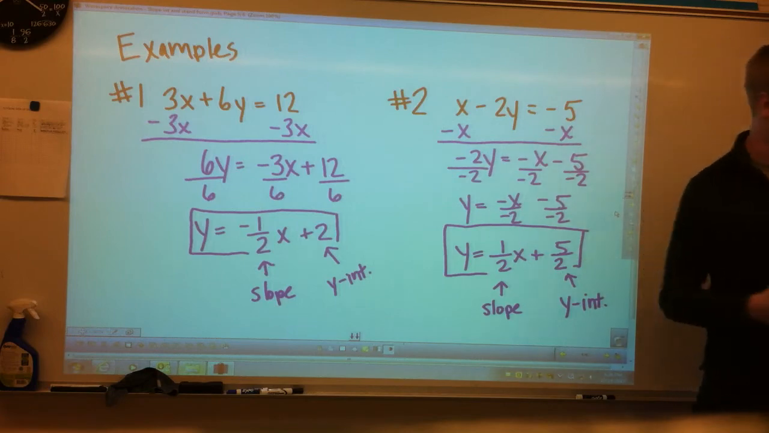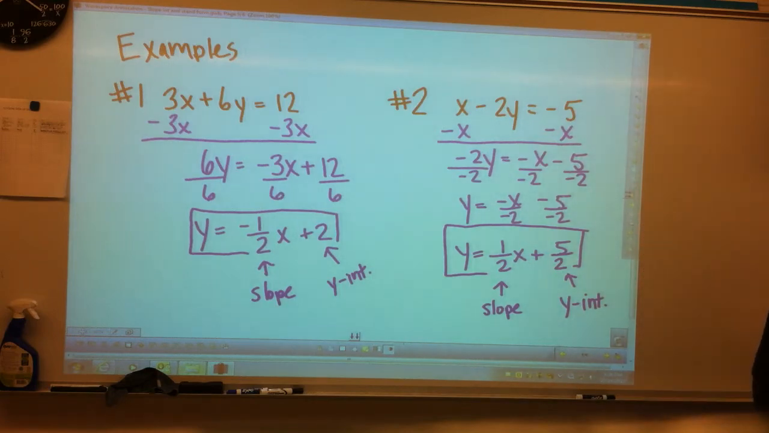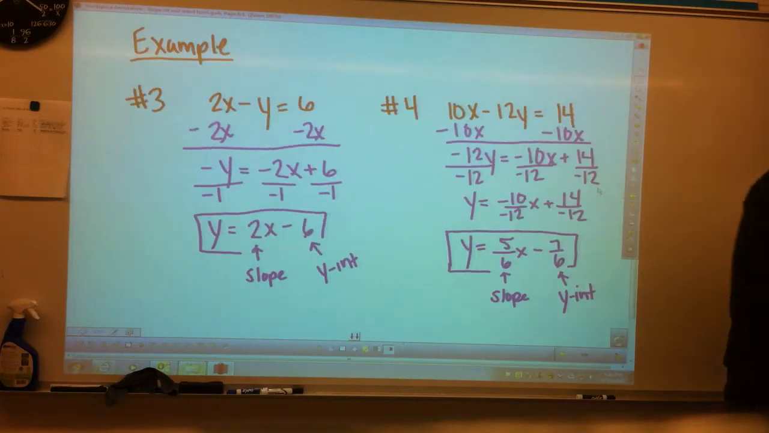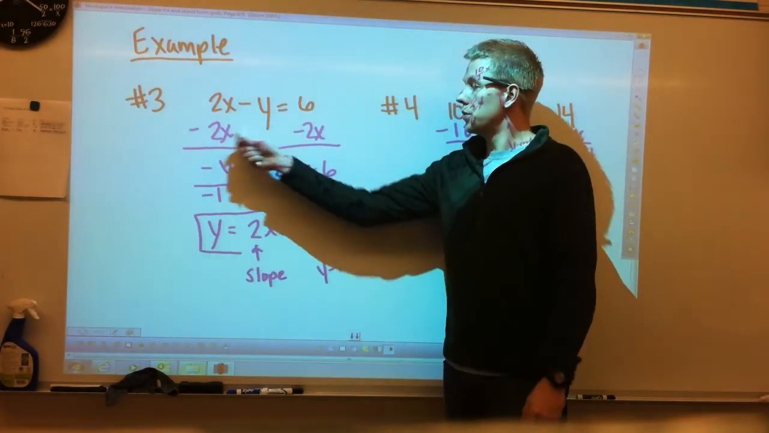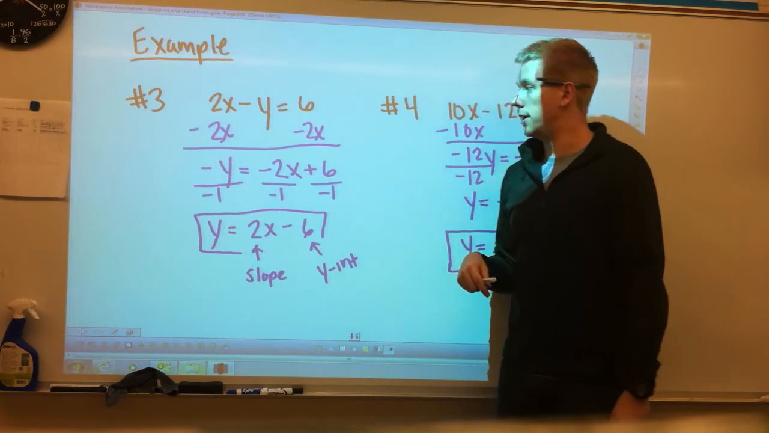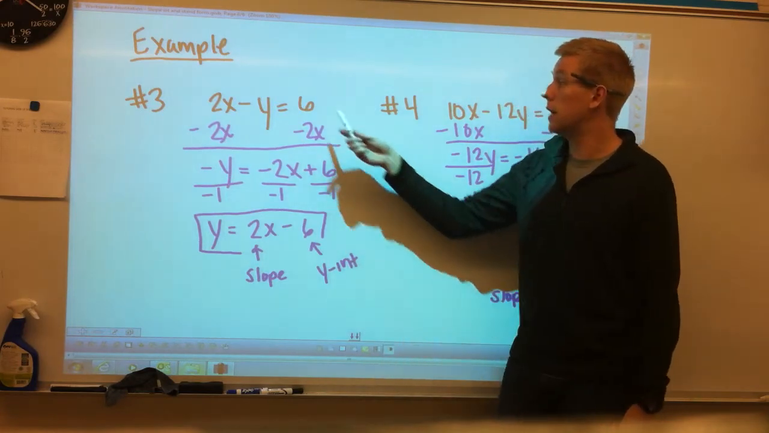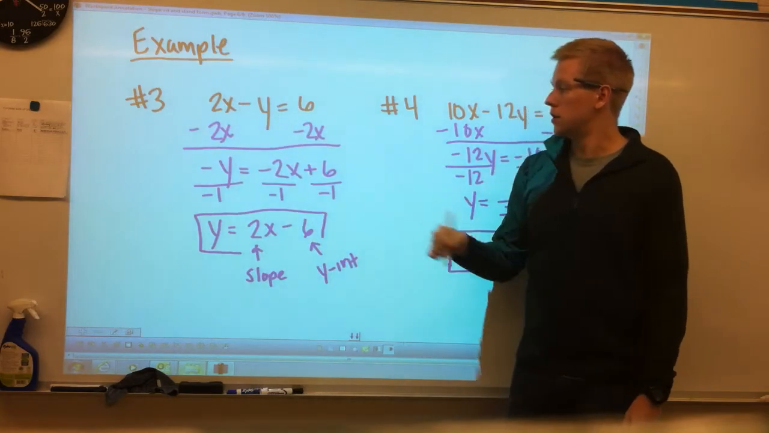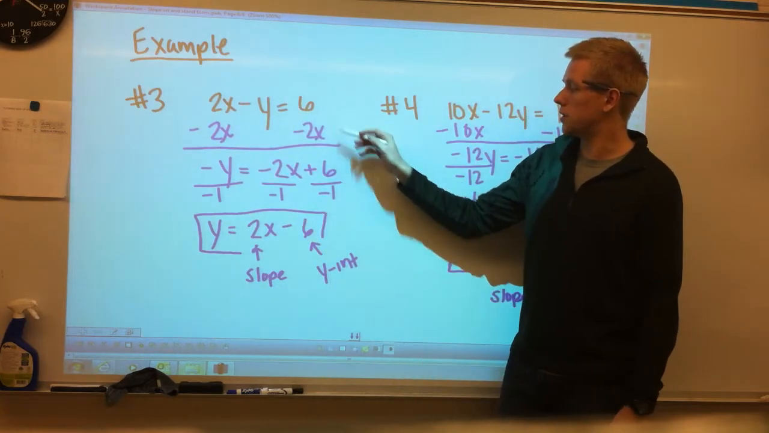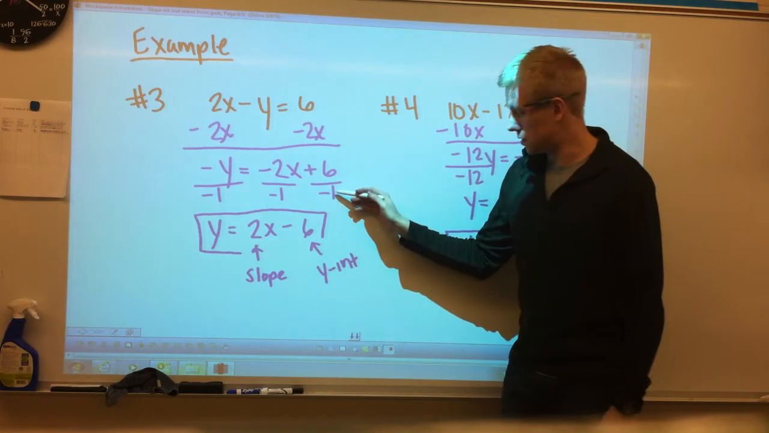They don't get any harder, but you do have to be careful of your signs and of your fractions. Number 3, subtract 2x from both sides. Okay, we have 2x minus y equal to 6. This time I had nothing in front of my y except for a minus sign. So that will come into play eventually. We subtract 2x from both sides. And then this is where it comes into play.